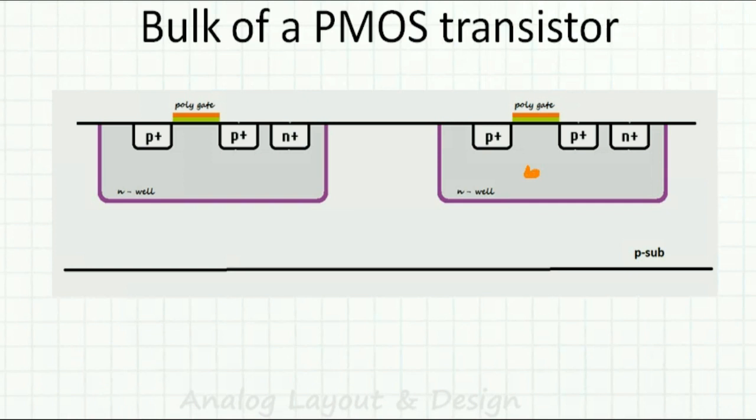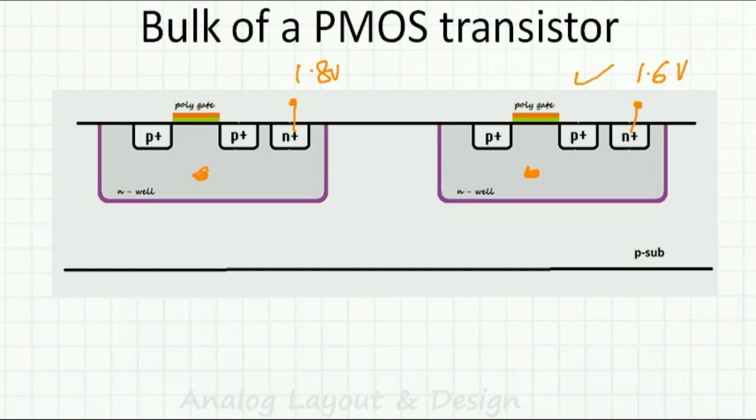So this bulk, this Nwell and this Nwell, they are not shorted. So they can be two separate Nwells. This bulk of a PMOS transistor I will generally connect to VDD. Suppose VDD is 1.8 volt. I connect this bulk to 1.8 volt, and this is not automatically connected to 1.8 volt. I can connect it to any voltage. Say I will connect it to 1.6 volt.